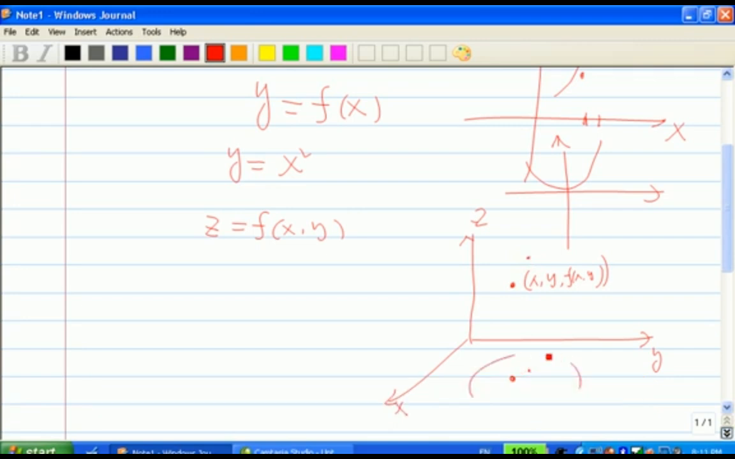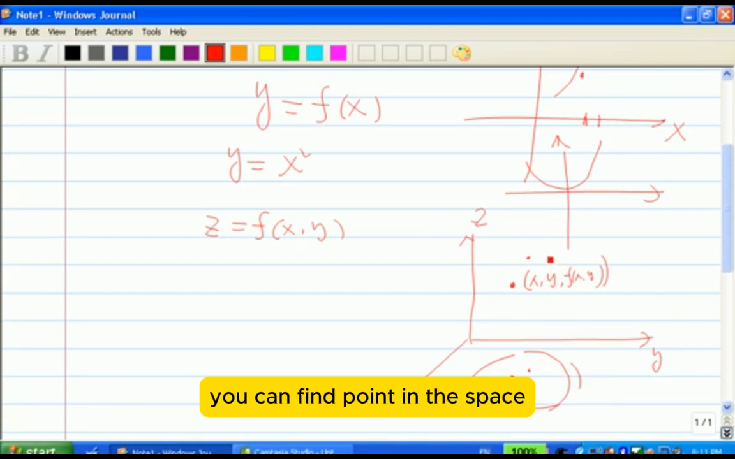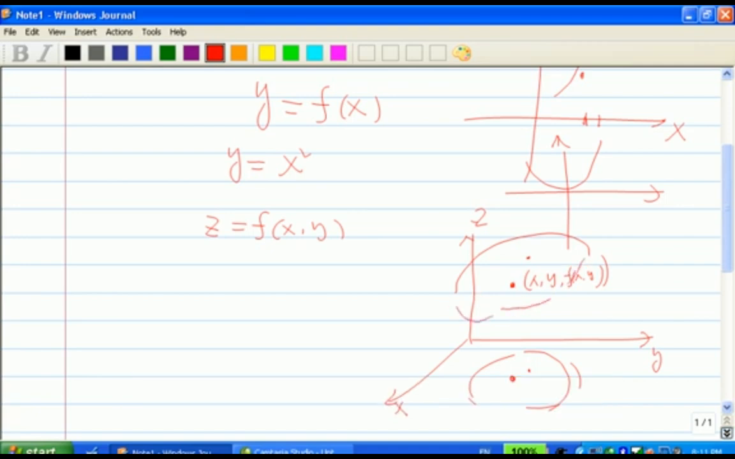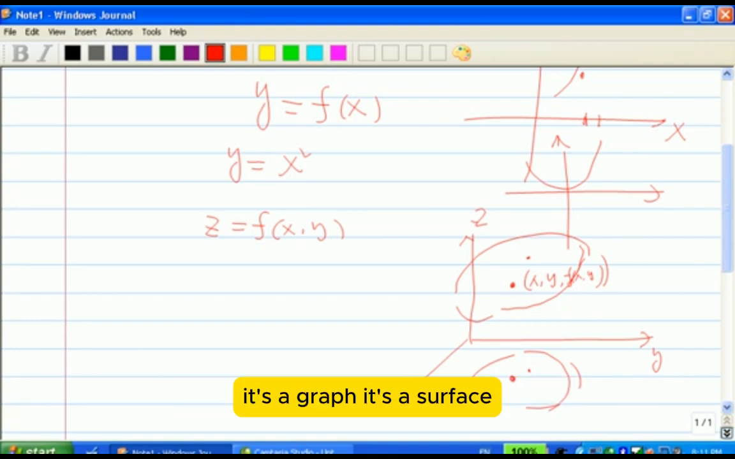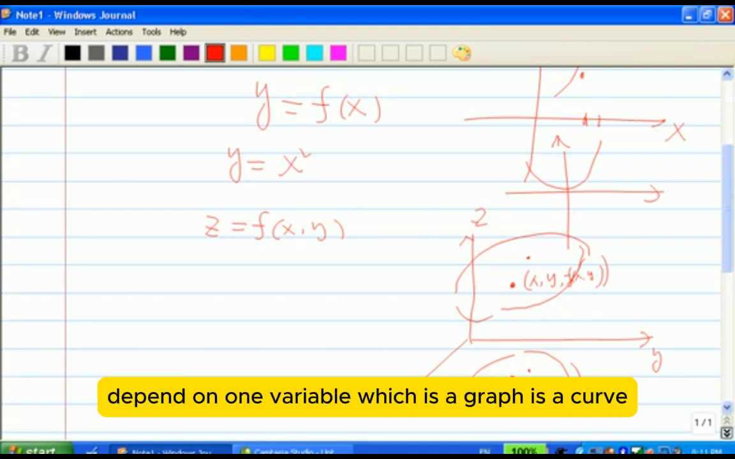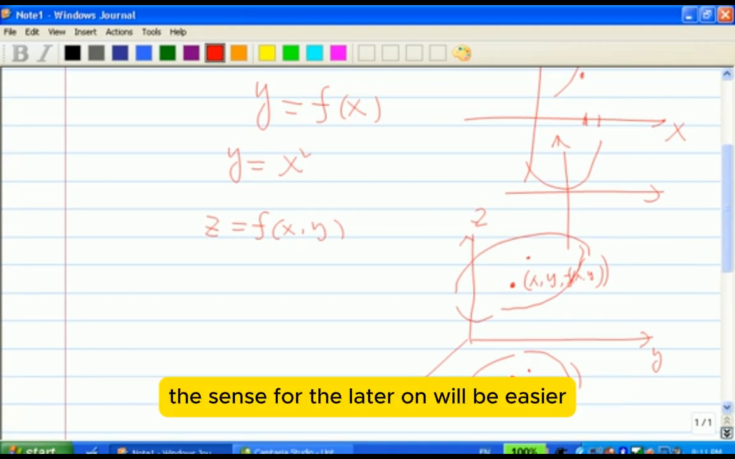So this is your domain. For every point here, you can find a point in the space. You connect those, you get a surface in space. So the first thing I want you to remember is that for a function that depends on two variables, its graph is a surface, which corresponds to the function that depends on one variable, whose graph is a curve. If you understand this, the later material will be easier and make sense to you.